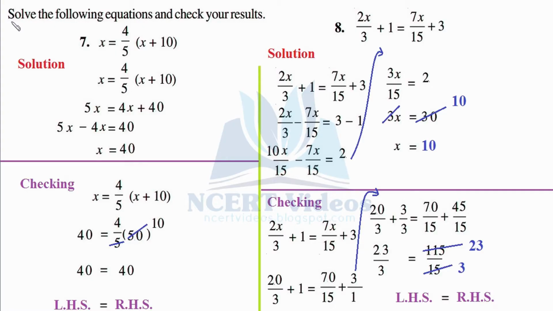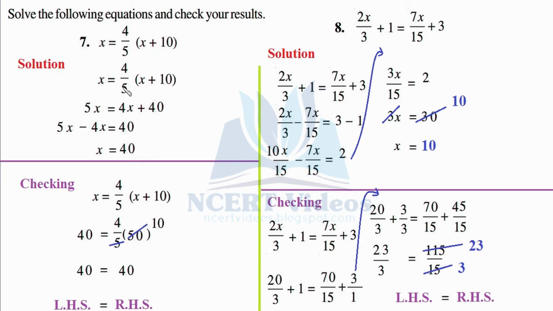In continuation of our exercise 2.3, chapter 2, class 8th mathematics, linear equations in one variable, we are going to solve question number 7. The question is, solve the following equations and check your results. So we have the question, x equals 4/5 multiplied with (x + 10).